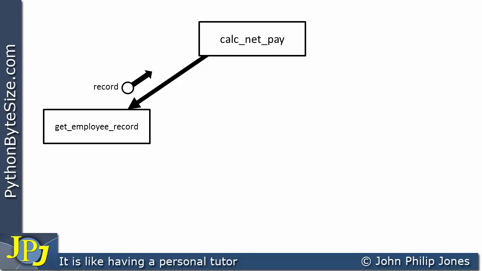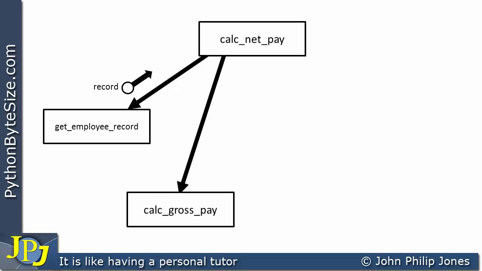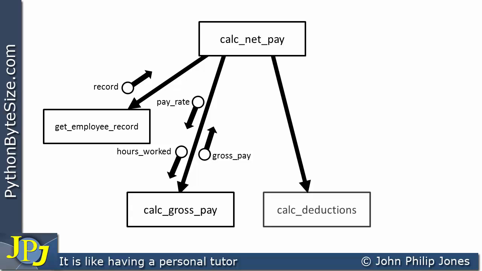The calculate net pay is then going to call the calculate gross pay, and at the same time it's going to send it the pay rate and the hours worked that have been extracted from the record. And of course the calculate gross pay is going to actually work out what the gross pay is from the pay rate and the hours worked, and it's going to send that back to the calculate net pay module. The next thing to be called will be the calculate deductions module. And to this we're going to send the gross pay that's just been calculated together with the tax details that's been extracted from the record.